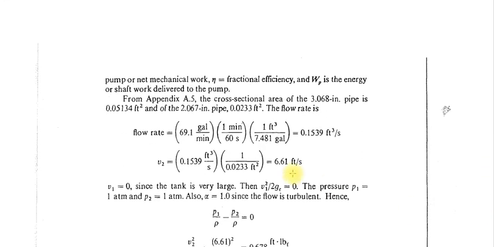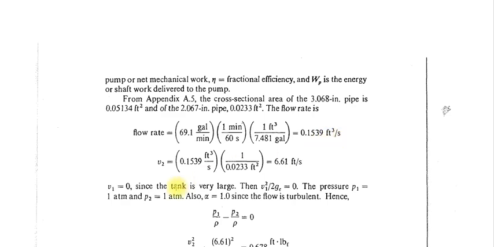Now first we calculate the flow rate of the system. The volumetric flow rate is given in gallons per minute. So first we convert it into feet cube per second. So this is the volumetric flow rate in British units, in feet cube per second.